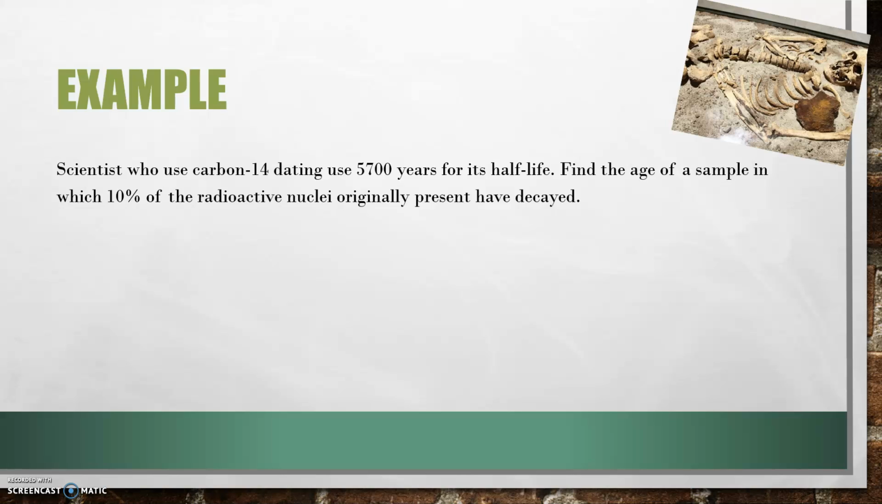All right. Here's another example. Scientists who use carbon-14 dating use 5,700 years for its half-life. Find the age of a sample in which 10% of the radioactive nuclei originally present have decayed. Okay. Carbon-14 dating, that's an exponential decay situation. So dy/dt is equal to k times y.